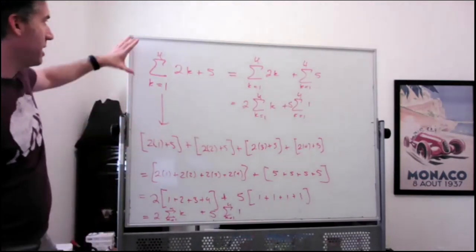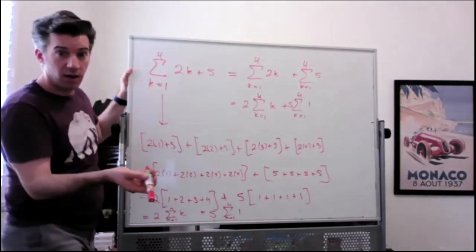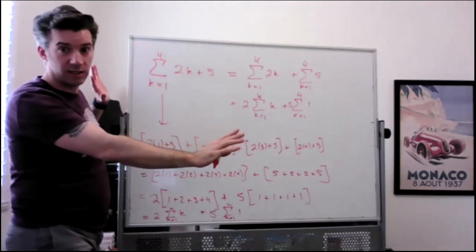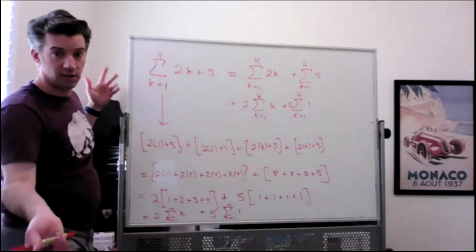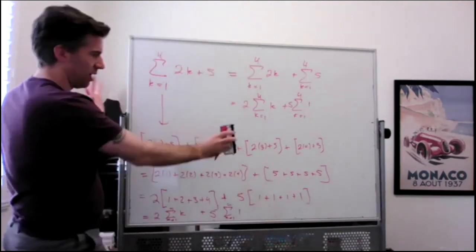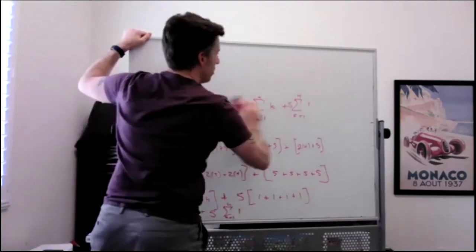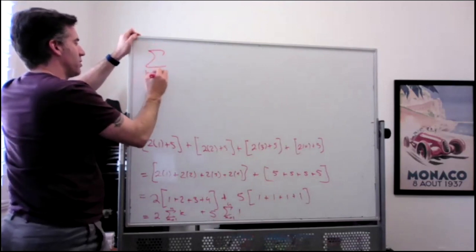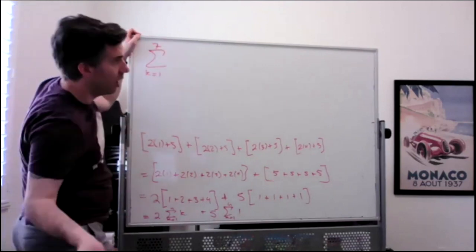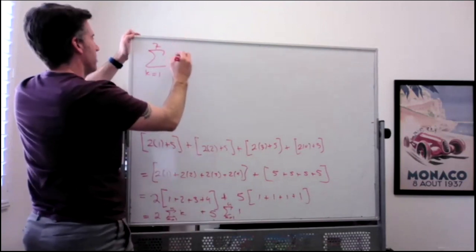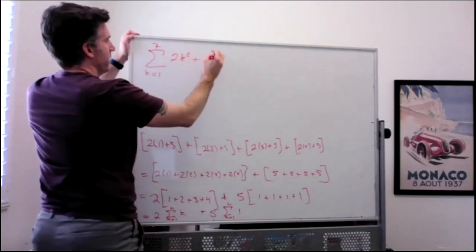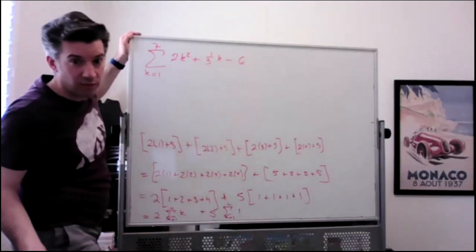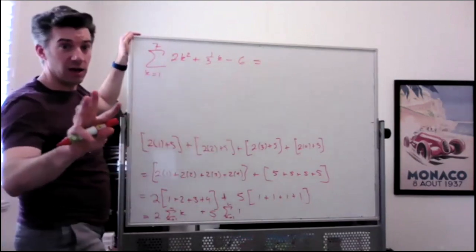We can take some expression, some sum of k equals something to something, and we can basically break it up into a lot of pieces and then factor out all the constants. So let me just show you one more example that we're not going to actually work out. If I had something like the sum from k equals 1 to 7 of, let's say, 2k squared plus 1/3 k minus 6, I could totally break this up into 3 sums.